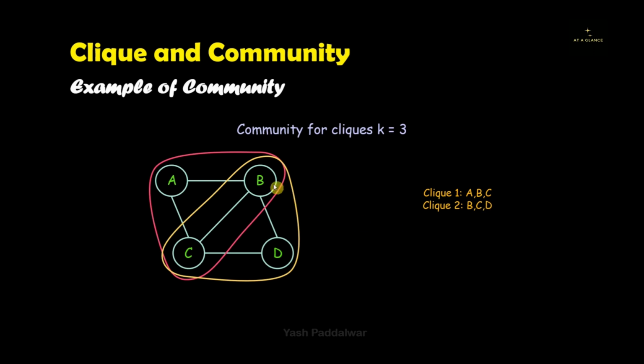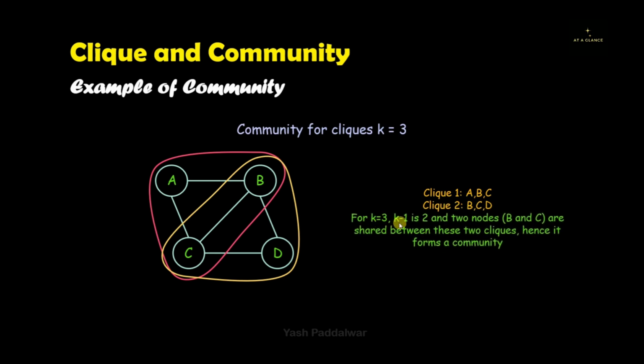Are there any other cliques of k equals to 3? No, right? We have only 2 cliques. Now you can see that as per the definition of community, it must share k-1 nodes in common. Here k equals to 3 and k-1 is 3 minus 1, which is 2. So 2 nodes must be in common with each other. Here you can see that 2 nodes B and C are actually common between these 2 cliques. Hence we can say that this is a community for cliques k equals to 3.